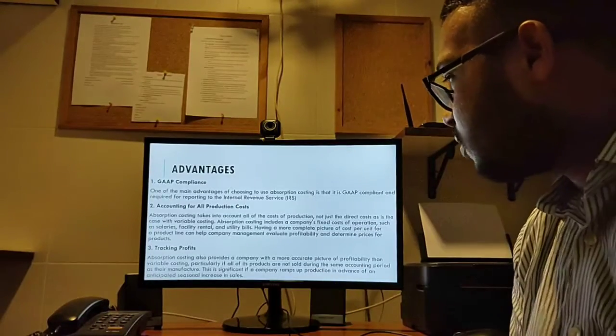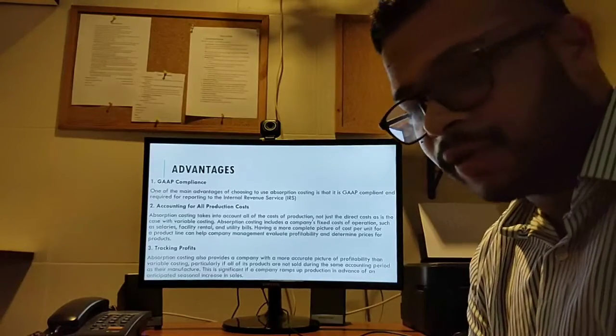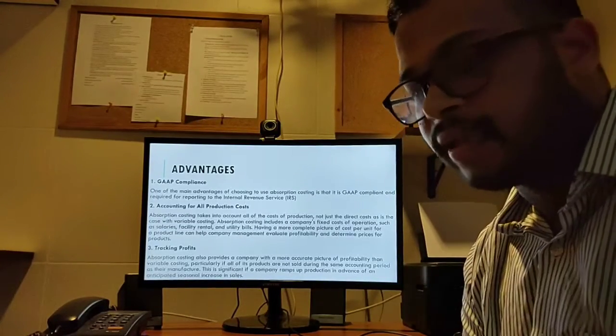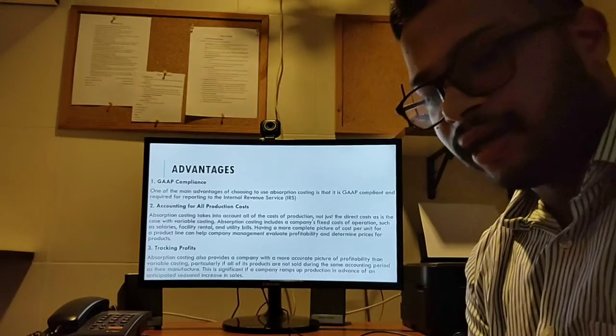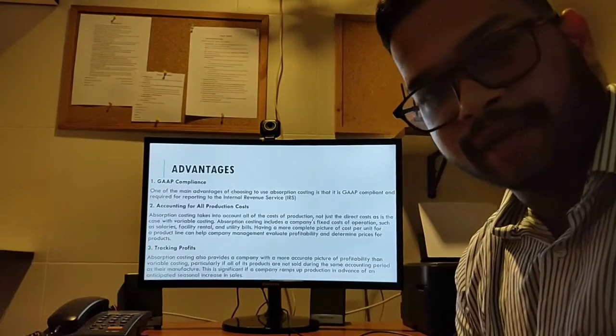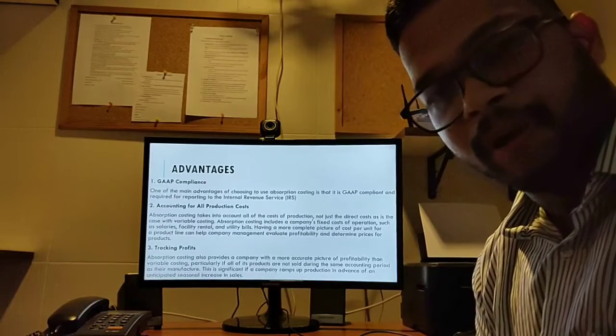And that gives your company an advantage, because as I mentioned in the previous point, the higher your sales, the higher will be your ability to recover your variable and your fixed cost entirely, and that increases your profits.